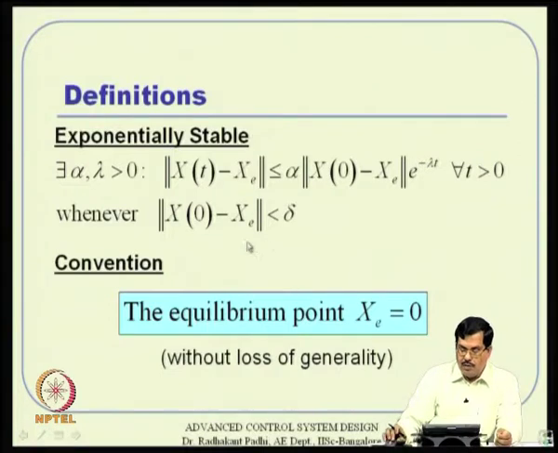That means, whenever I start within this delta ball, of course for local stability behavior, then this relationship will always be satisfied. The rate of shrinking is exponential, because this factor is there, e to the power minus lambda t. So, the rate of shrinking is exponential decay.